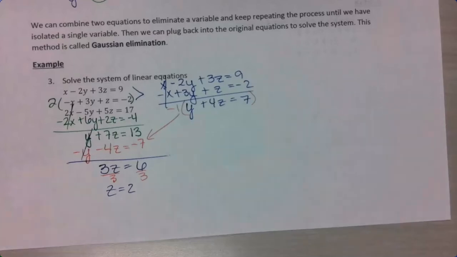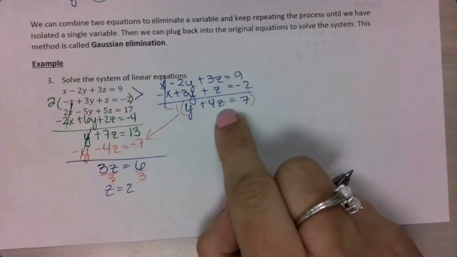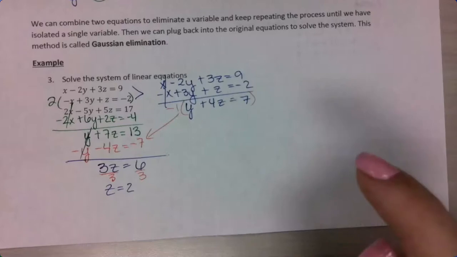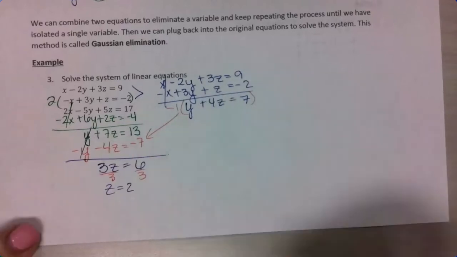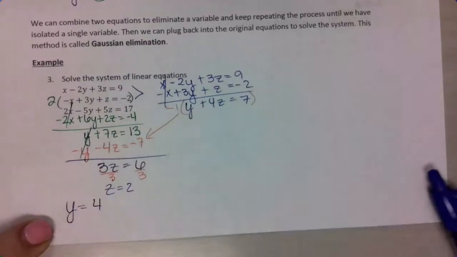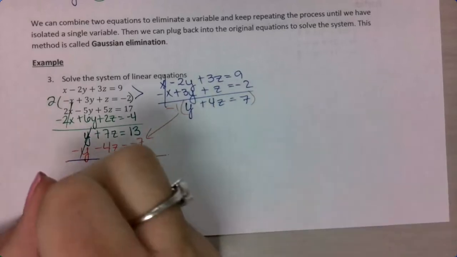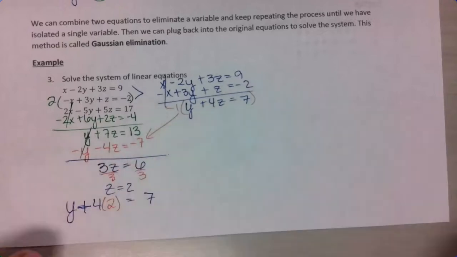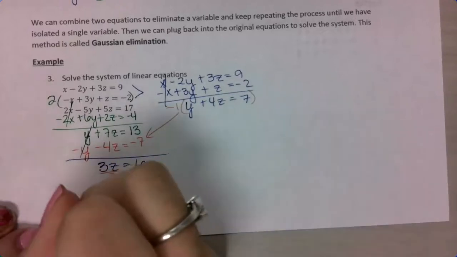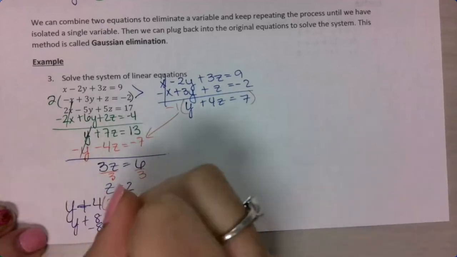Now that I have my z, I can plug back into either the green function over here or the blue function right here. The reason I'm picking one of these is because I need to plug it back into an equation with two variables so I can get another variable alone. I am going to pick the blue function just because it is smaller numbers to deal with. So I have y plus 4 times z, and instead of z, I'm going to replace that with 2, equals 7. So 4 times 2 gets me 8. I want to subtract 8 from both sides. That gives me y equals negative 1.